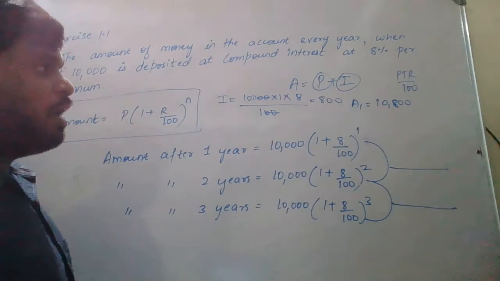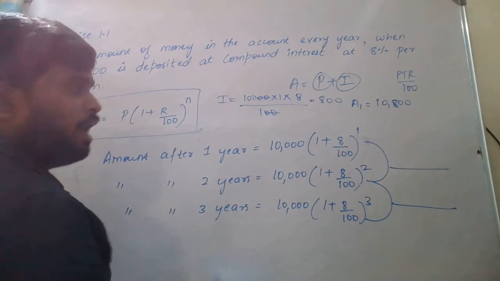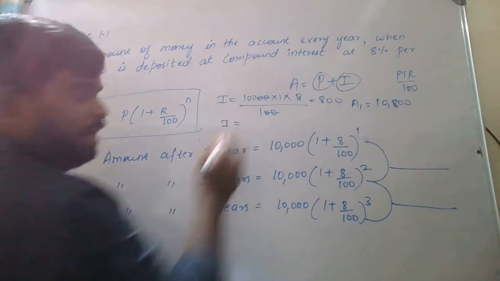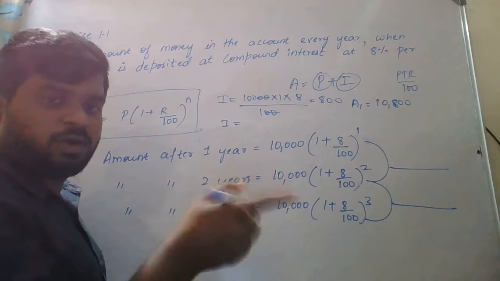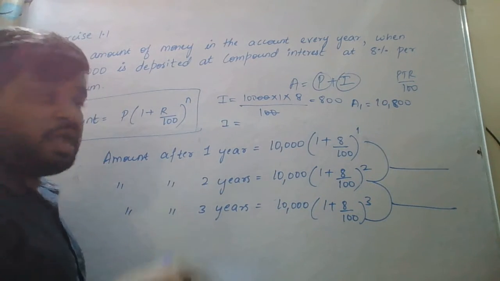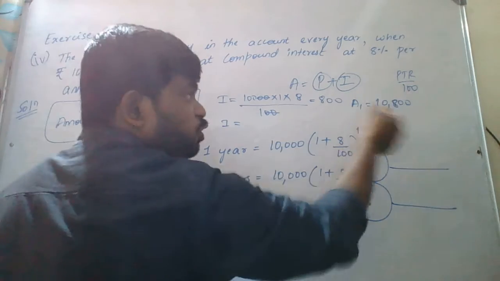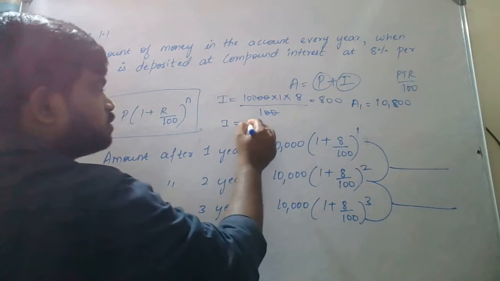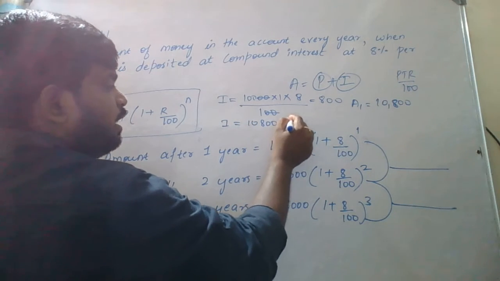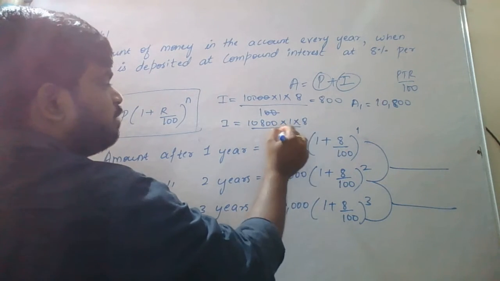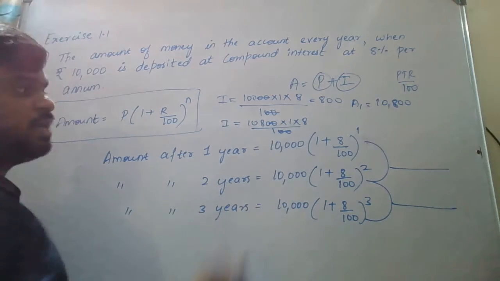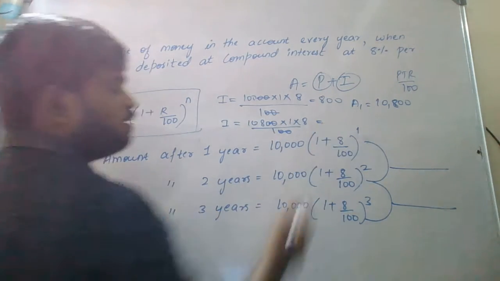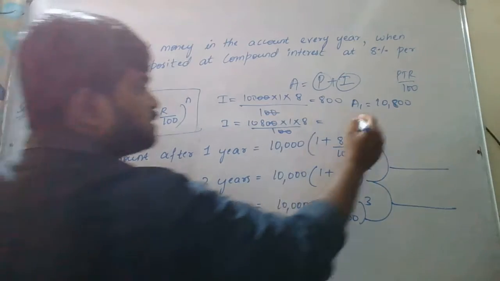Now after 2 years, again you calculate interest: principal into time into rate by 100. But in compound interest, this new amount is going to be the principal. So 10,800 into 1 into 8 divided by 100. 0 gets cancelled. 108 into 8. 8 8s are 64.